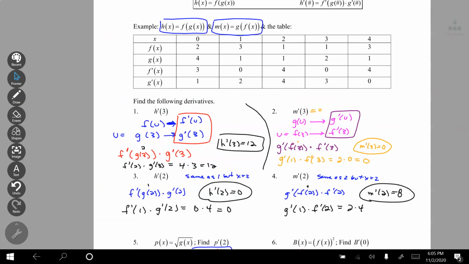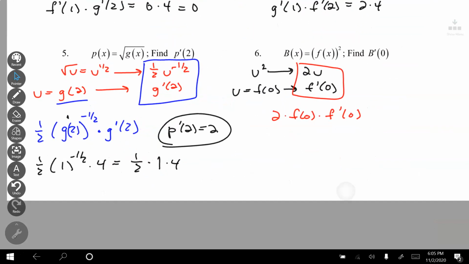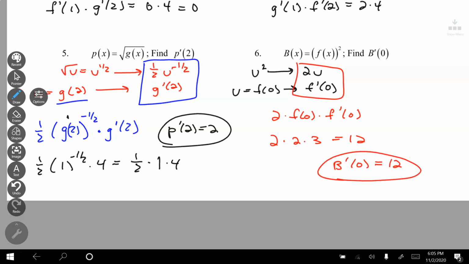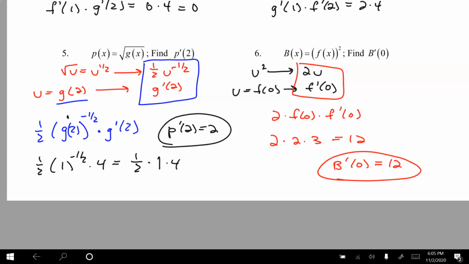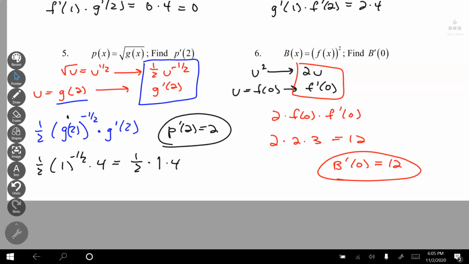F of 0 is 2. F prime of 0 is 3. So I go back. I get 2 times 2 times 3, which is 12. So b prime of 0 is equal to 12. So the chain rule is a little bit more difficult when we're working with tables. It takes more work. You have to pay attention a lot more.